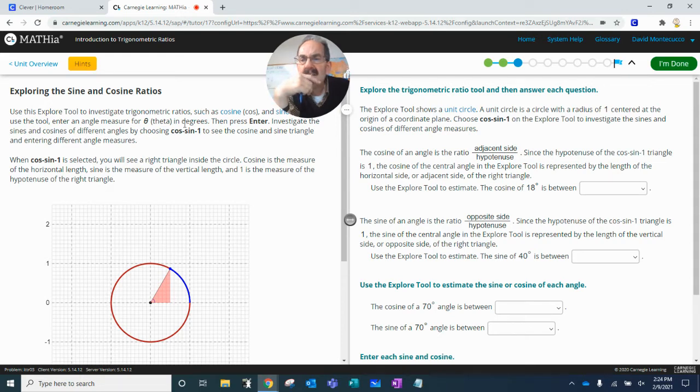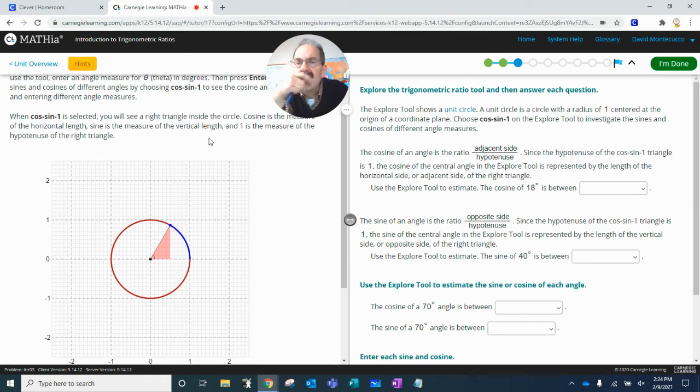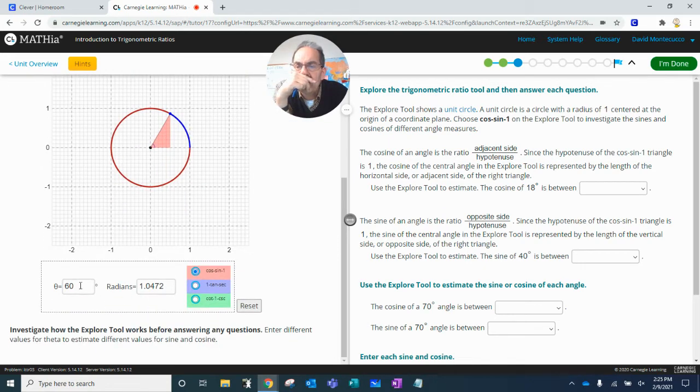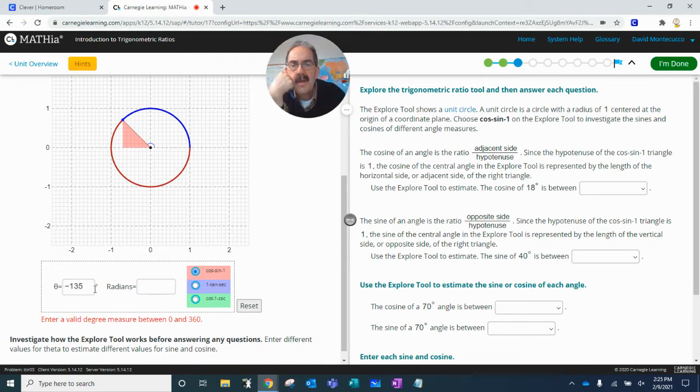Theta, cosine, sine. Use the tool in degrees, then press enter. Investigate the sine and cosine. When cosine and sine are 1, select. Okay, so if we go 0 degrees, if we go 90 degrees, let's go 135 degrees. Now what happens if we go negative 135? Okay, so it doesn't do negatives.